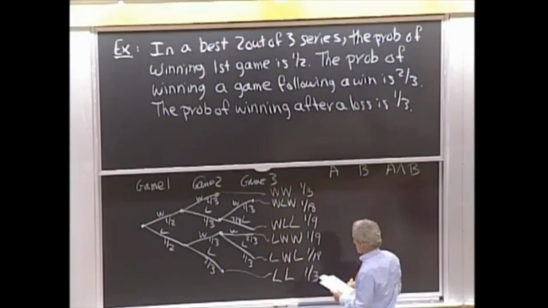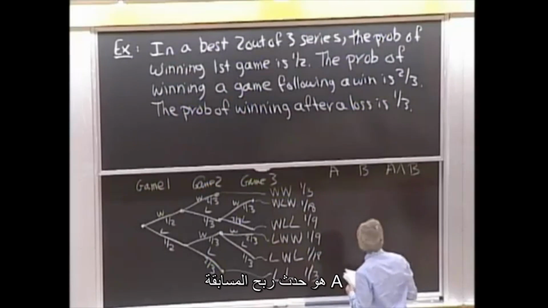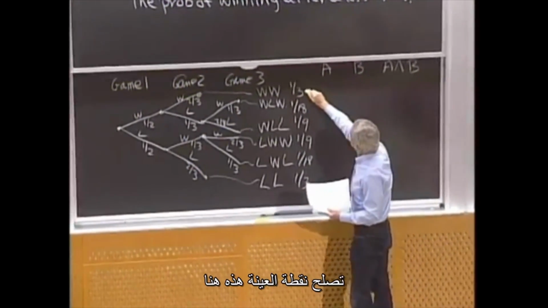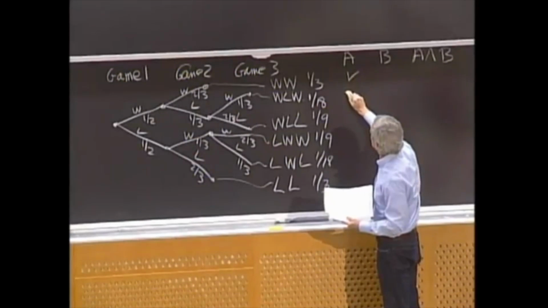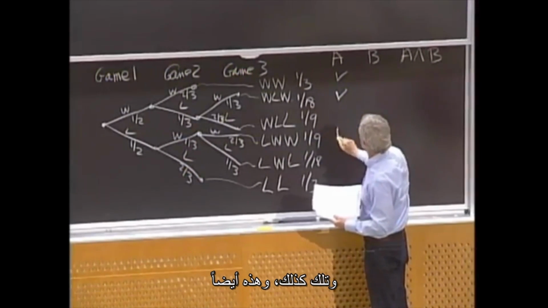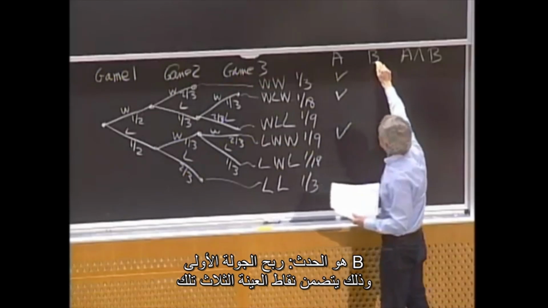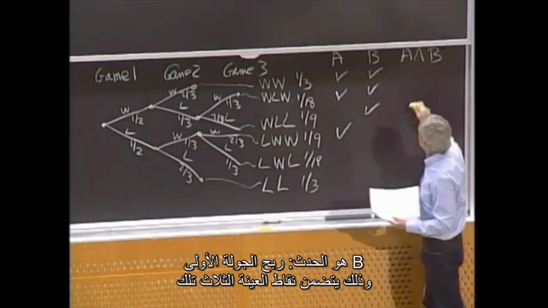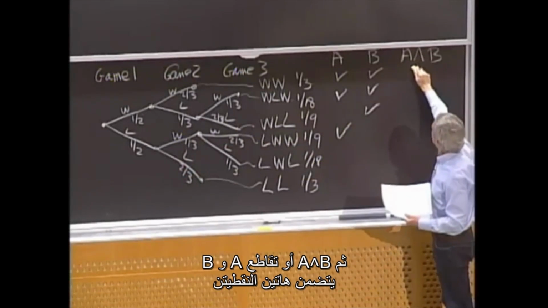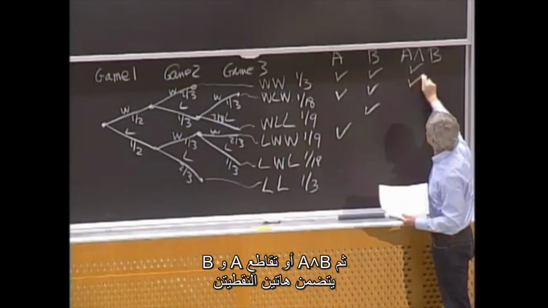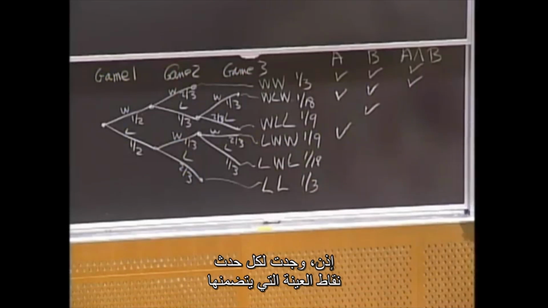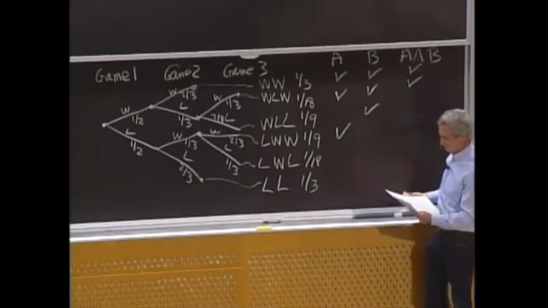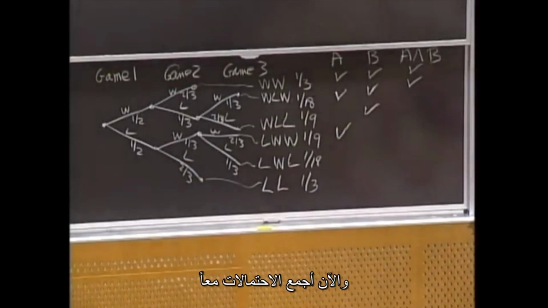All right, so A is the event that we win the series. Now, this sample point qualifies. That one does, and this one. B is the event we won the first game, and that's these 3 sample points. And then A and B intersect B is these 2. All right, so for each event that I care about, I figure out which sample points are in that event. And now I just add the probabilities up.